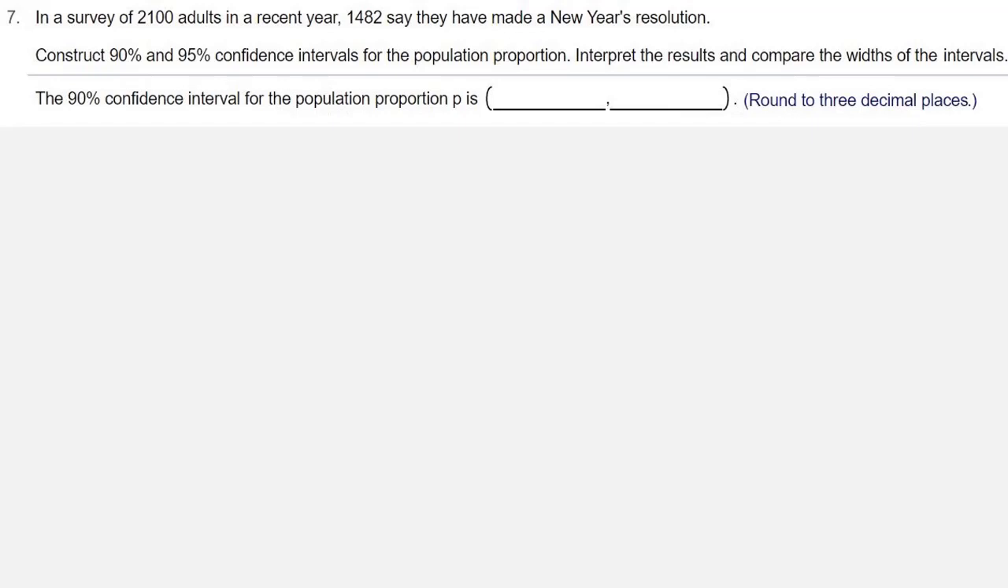So we're going to start with that 90% confidence interval. To do that, we have to find the values of p hat and q hat. Now, these values of p hat and q hat will apply to both the 90 and the 95% levels of confidence. So we get to do this work once for both questions.